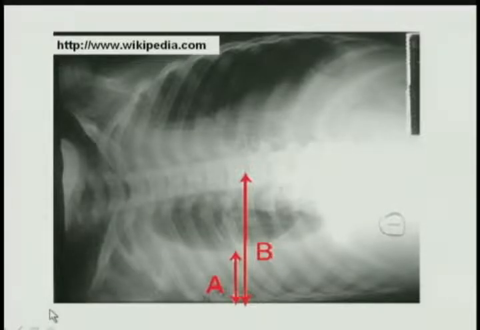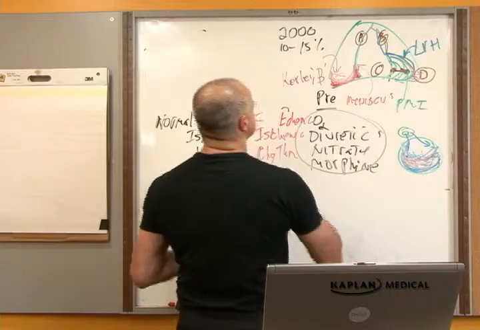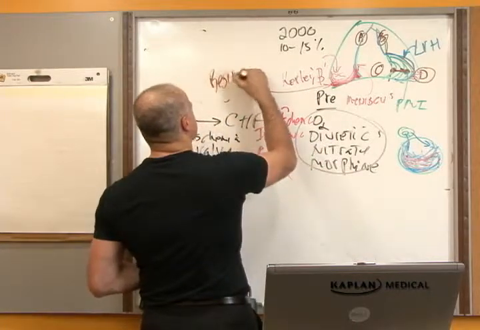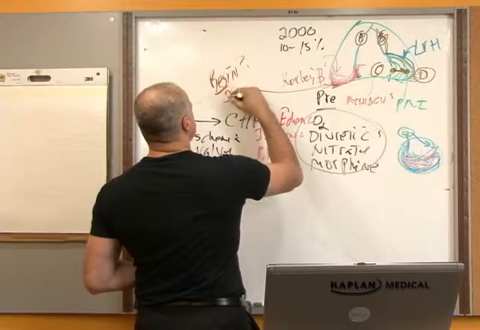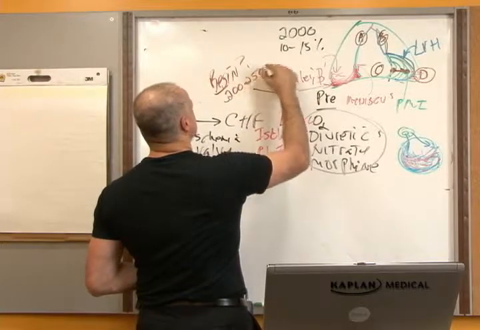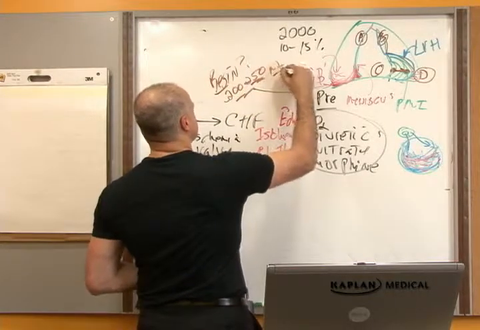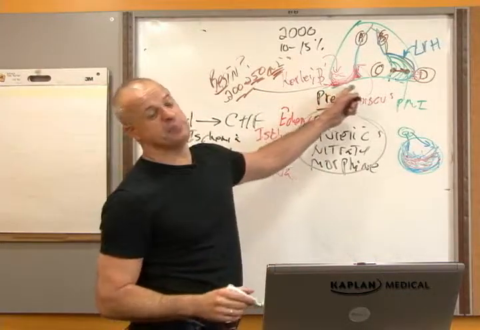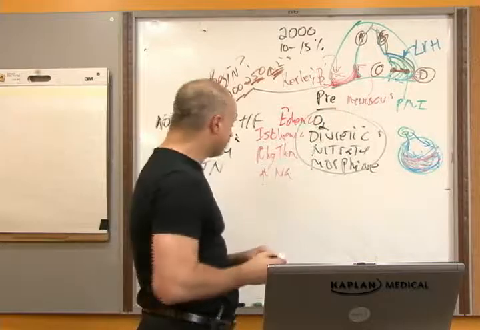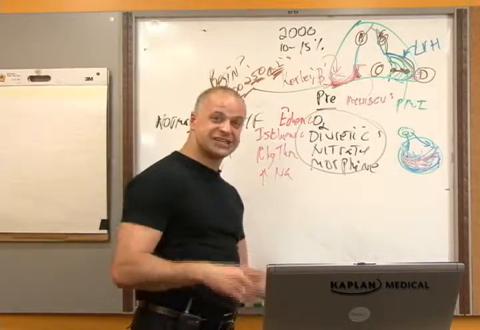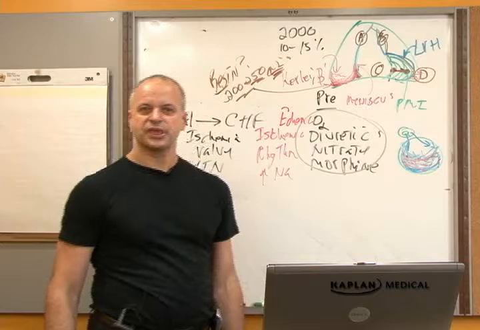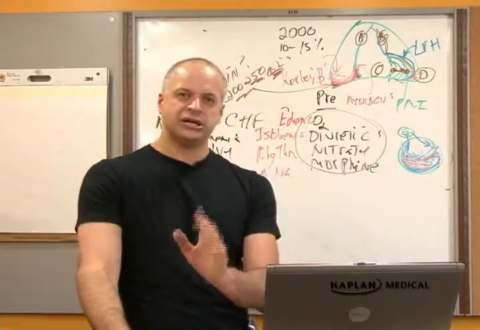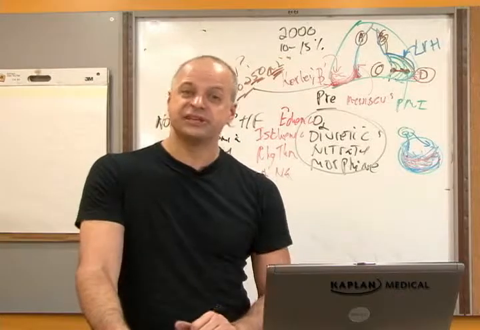How much fluid do you even need to begin to see blunting of the diaphragms? You need somewhere between 200 to 250 milliliters to even begin to see it blunting on a PA x-ray. The lateral is more sensitive. The lateral can detect as little as 50 to 75 milliliters of fluid.